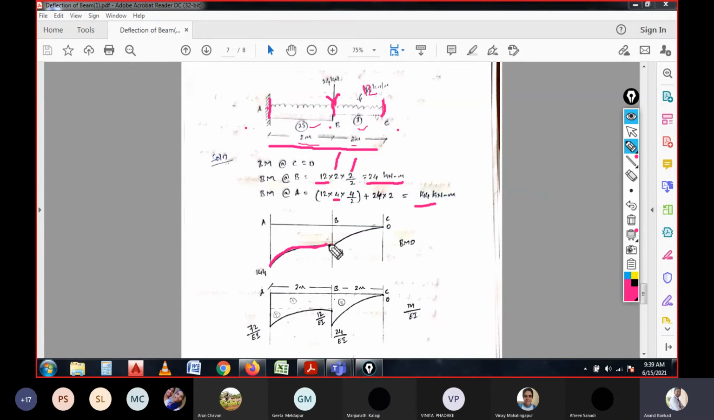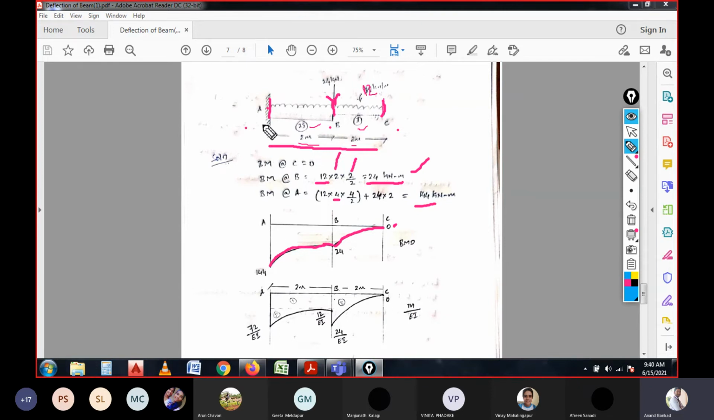Now suddenly there is a drop at the point because of this vertical concentrated load. Again, the bending moment at C is 0, and the bending moment at B is 24. For this, if you draw the M by EI diagram, how will it be? Just observe here.